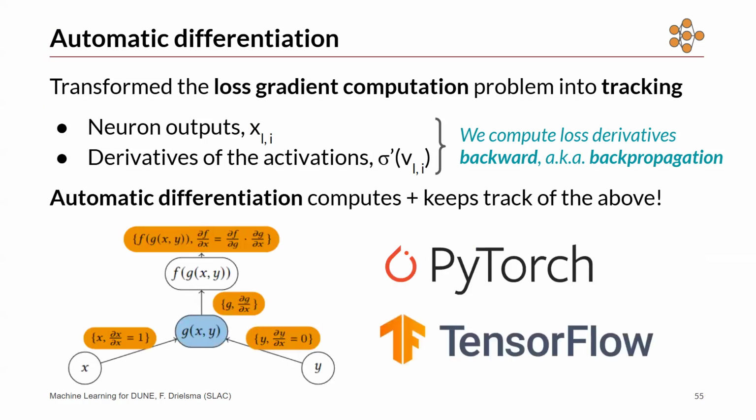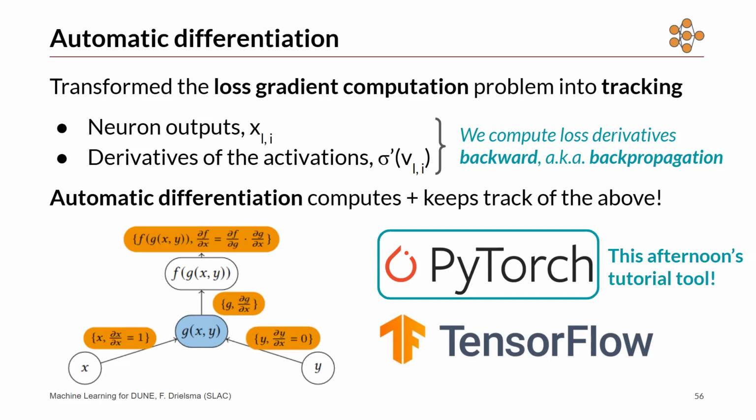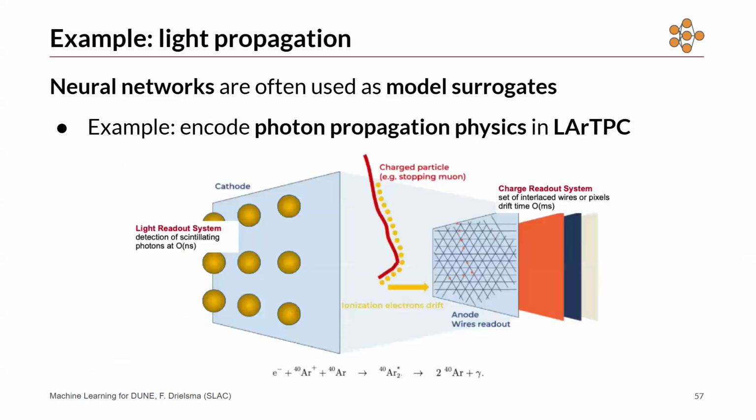And automatic differentiation is a tool which keeps track of all this information for you, and that's something that multiple different packages do, and Matt talked about this yesterday. PyTorch and TensorFlow are the two most popular packages to do automatic differentiation. And in the next session, I will talk about PyTorch a lot. So PyTorch is the most popular automatic differentiation package for neural networks, and that will be the tool for later today's session.